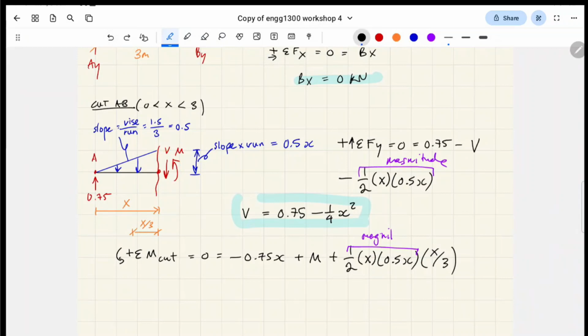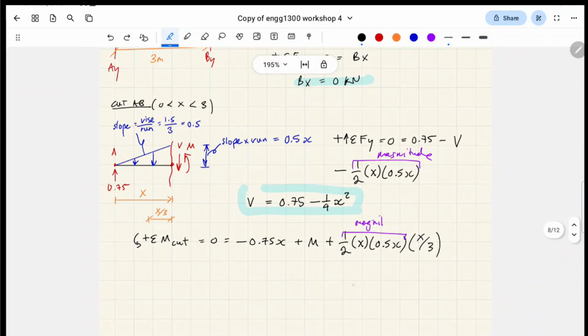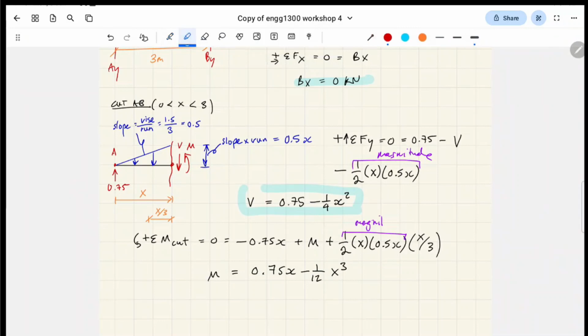about the cut. But now we can just solve for M, because we want a function of x, so we can move all the x's to the right hand side and M to the left hand side. So now we have an expression for M as well, right? So this is the algebraic method, yeah? And we can graph it.